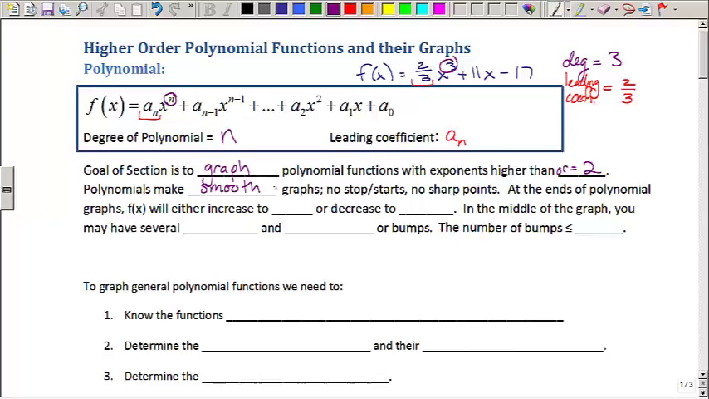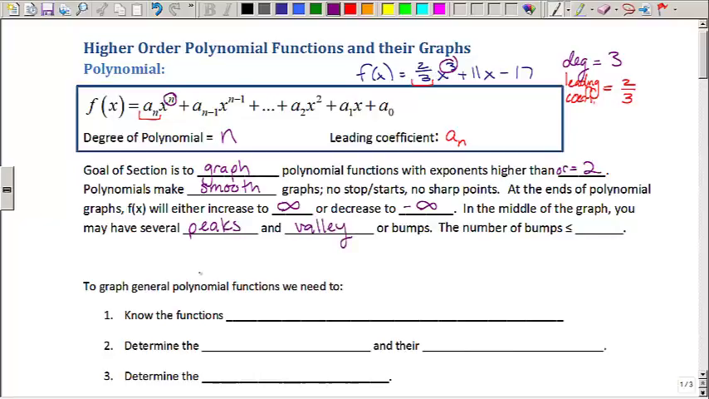At the ends of the polynomial graphs, f of x is going to either increase to infinity or decrease to negative infinity. So it'll either go up forever or down forever on the extremities of the graph. But in the middle of the graph, you may have several peaks or valleys. Or you might call them bumps.